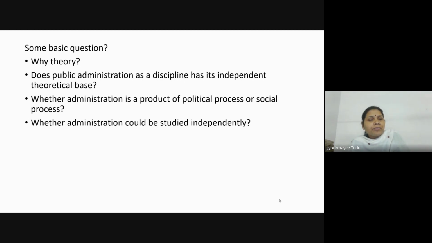So with this, public administration could initially be studied as an independent discipline by making its separation from political science. If you read Nicholas Henry's writings, he talked about how the theories of public administration could be analyzed through five paradigms. The first paradigm is the dichotomy paradigm. This dichotomy paradigm says that politics and public administration need to be separated, and administration needs to be studied independently.